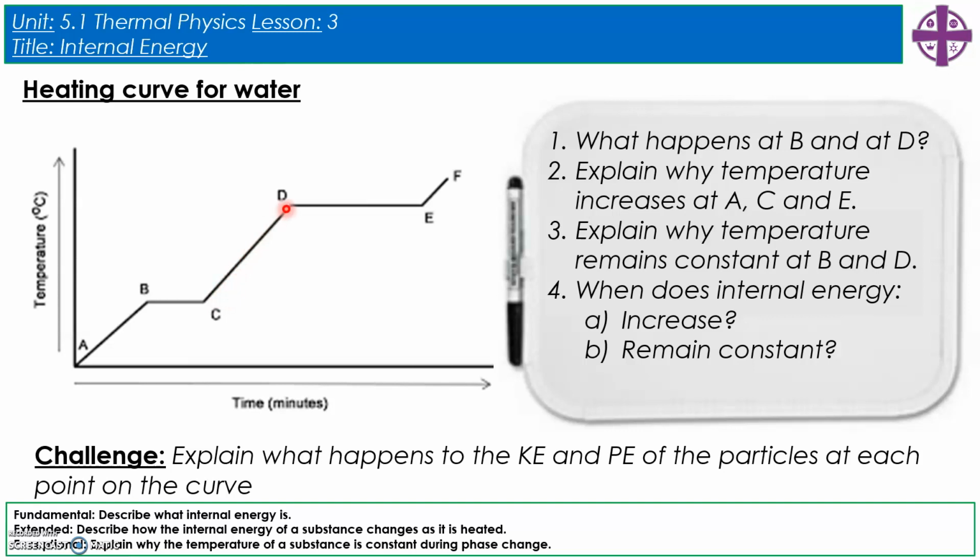Here I increase the kinetic energy. Here I increase the potential energy. Here I increase the kinetic energy. But remember, the internal energy is the sum of both of those parts. It's the sum of the kinetic and the potential. So internal energy is always increasing.